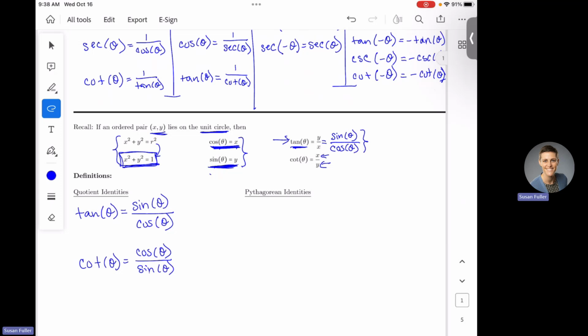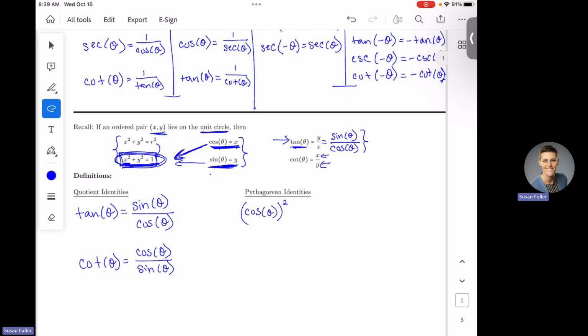Okay, and then the next set is our Pythagorean identities. Those are going to come from the equation of the unit circle, putting that together with our sine and cosine from the unit circle. So our first identity says x squared, but again, x on the unit circle is cosine, so I can put cosine of theta in there for x.